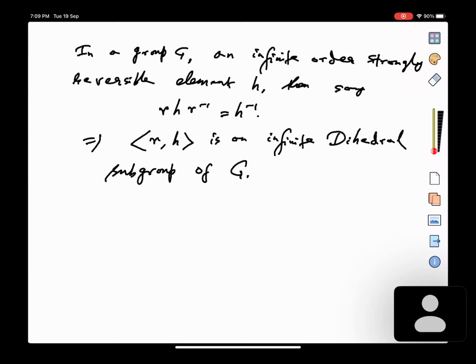Now this is connected to a geometric setup. So you take any Fuchsian group G.